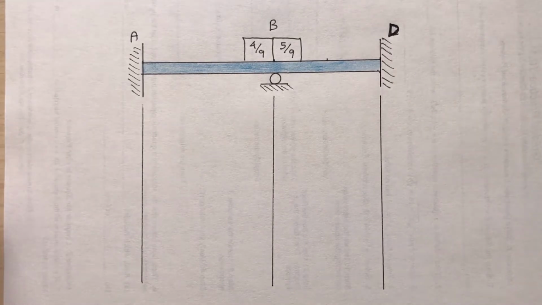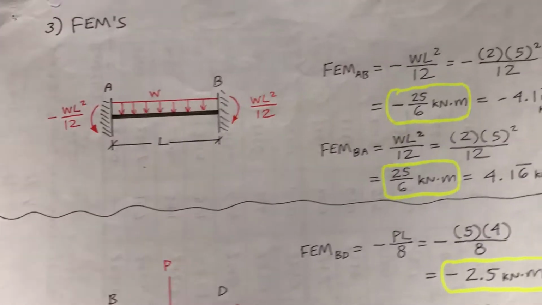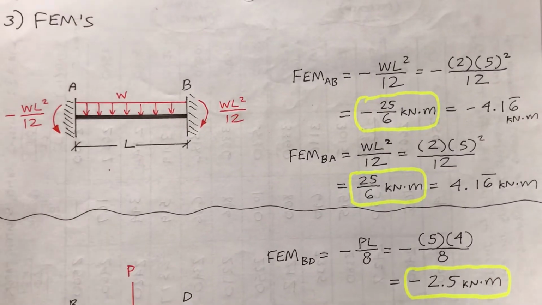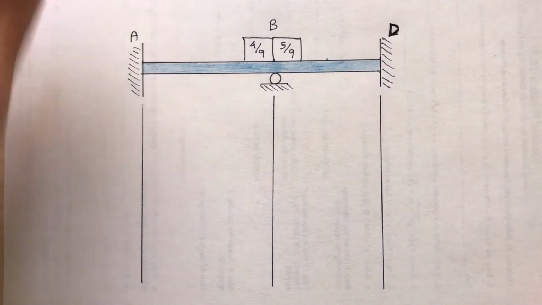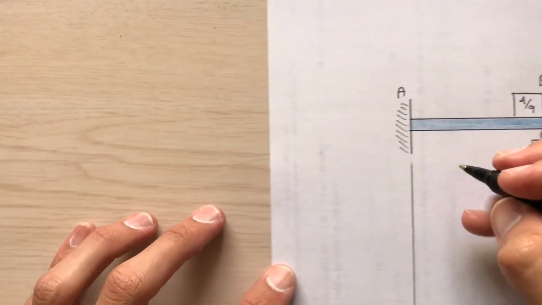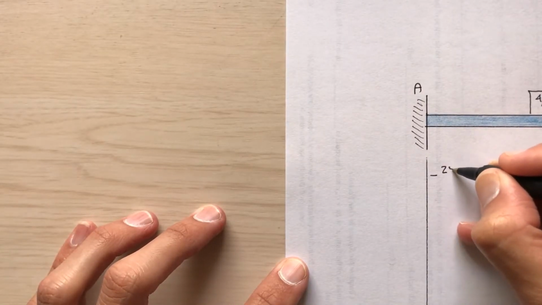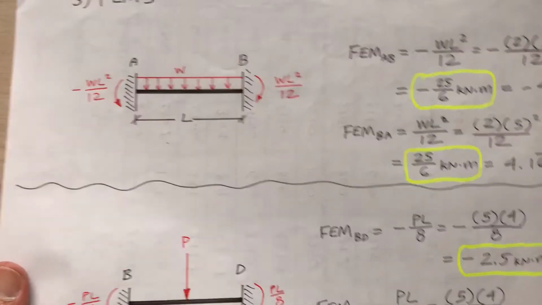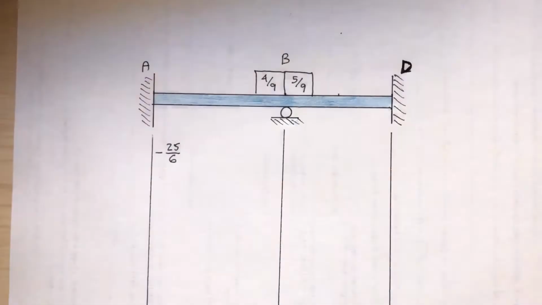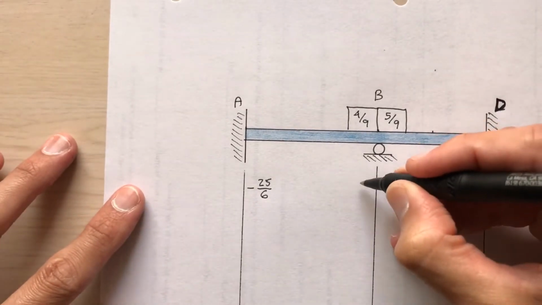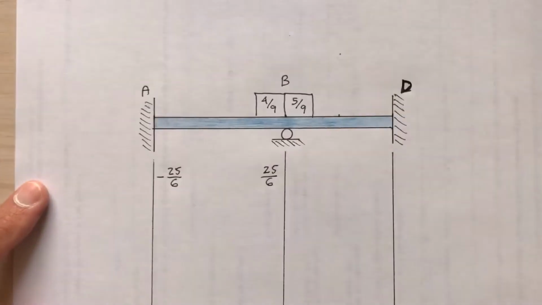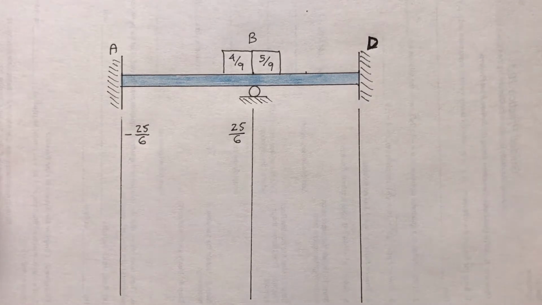Can you see that? What are those fixed end moments that I just calculated? Remember these? From A to B, the fixed end moment is negative 25/6. So where do I put that? Put that right here, negative 25 over 6. And then from B to A, that was positive 25/6. So put that over here. 25/6. All right, how does that look?